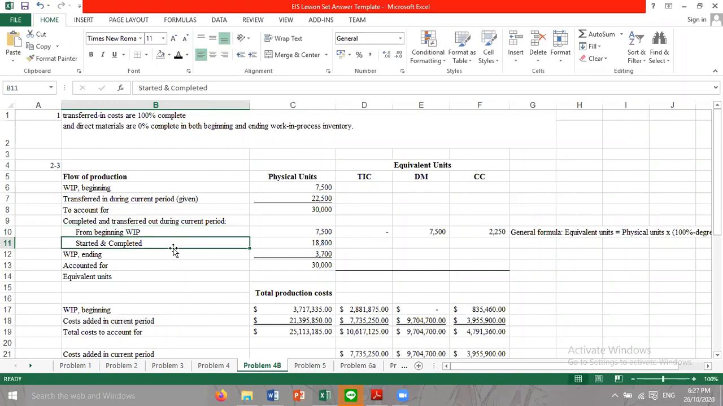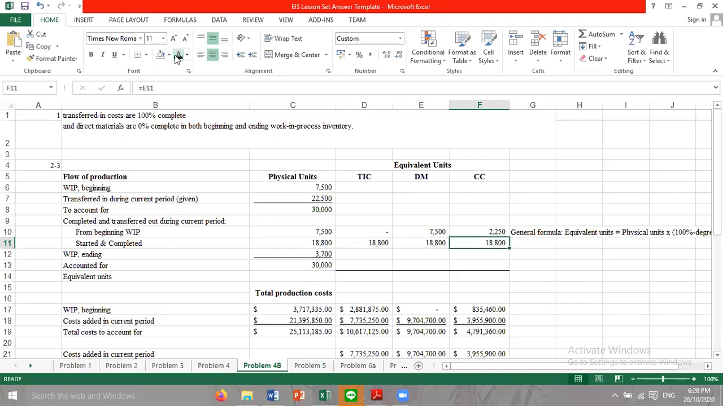How about for the units started and completed? Well, just like its name, since it started and then it's completed, we know that the work done needed to start and finish it is always 100%, right? So all we need to do is calculate the physical units multiplied by 100% to find the equivalent units. In this case, they're all 18,800 since it started and completed. So the logic is that we need to, of course, finish 100% work done to finish a good that is just started, compared to beginning WIP, which already has some work done before in the previous period.